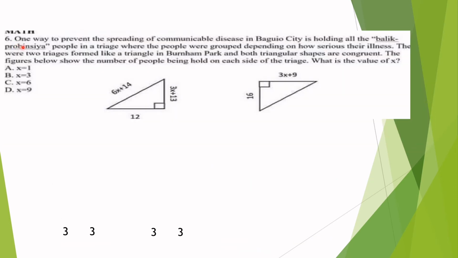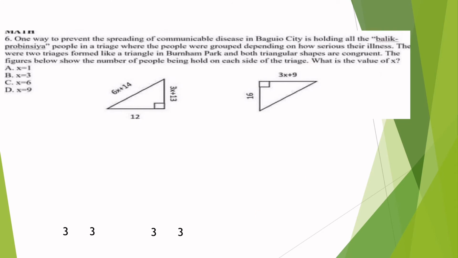Number 2 example. One way to prevent the spreading of communicable disease in Baguio City is holding all the Balik Probinsya people in triage, where the people were grouped depending on how serious their illness was. There were 2 triage areas formed like a triangle in Burnham Park, and both triangular shapes are congruent. The figures below show the number of people being held on each side of the triage. What is the value of x?